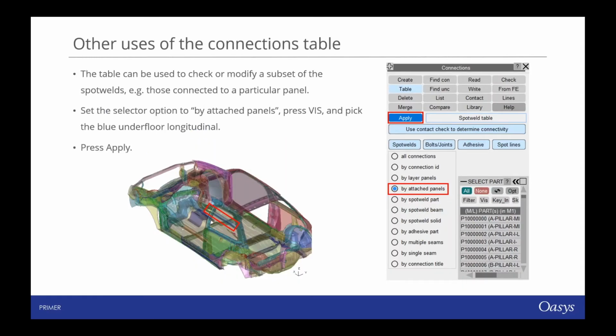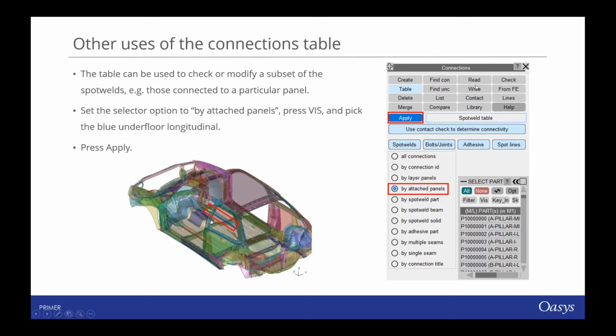Other uses of the connection table are a little bit of what I've just demonstrated, in the sense that it can be used to check or modify a subset of spot welds. So, for example, you don't want to necessarily open the connections table with all connections in the model. It might be, especially if you have, say, a body on white like this, where there may be 1,000 connections in the part, but you're just interested in a specific one in particular. And you could isolate that part.